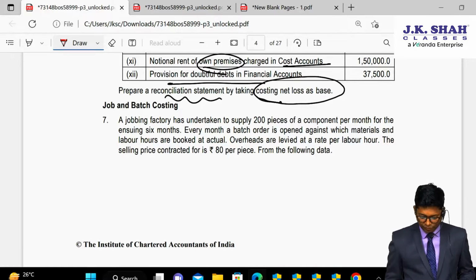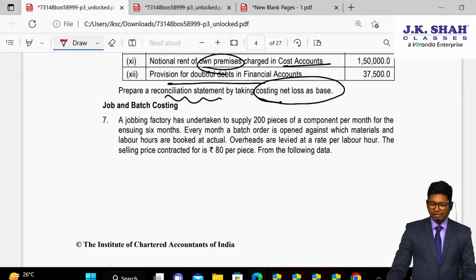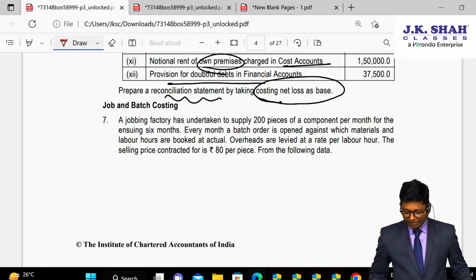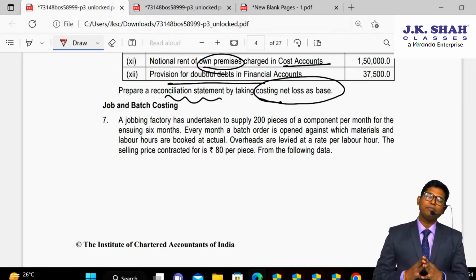A jobbing factory has undertaken to supply 200 pieces of a component per month for the ensuing 6 months. Every month a batch order is opened against which materials and labor hours are booked at actual and overheads are levied at a rate per labor hour. So in this paragraph they have given you simple information.